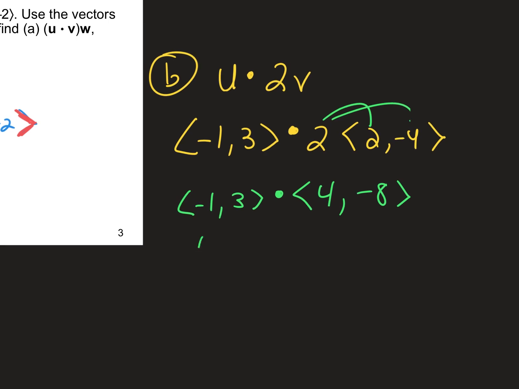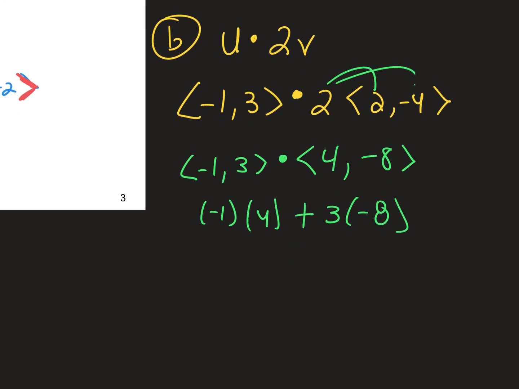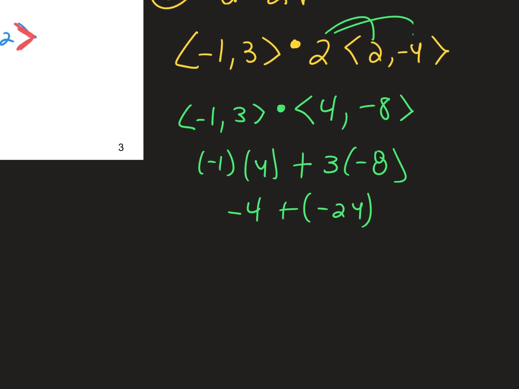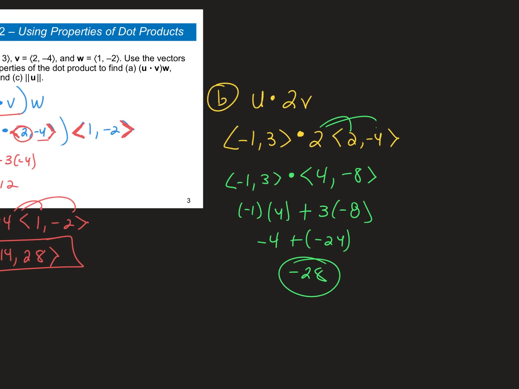How do we do that? First times first plus second times second. What's negative 1 times 4? Negative 4 plus, what's 3 times negative 8? Negative 24. When I add those two together, I get negative 28, a singular value.